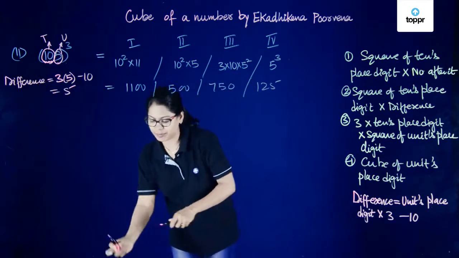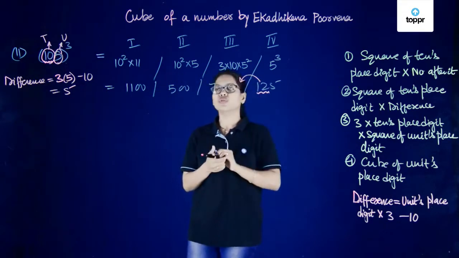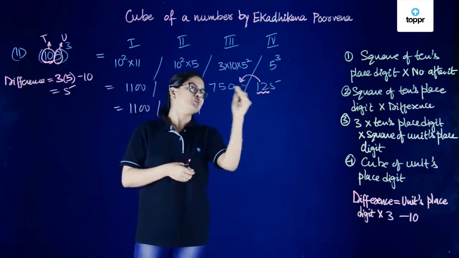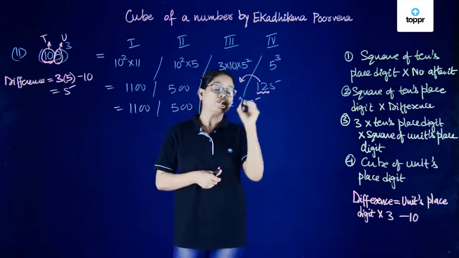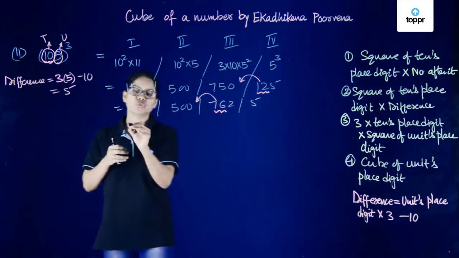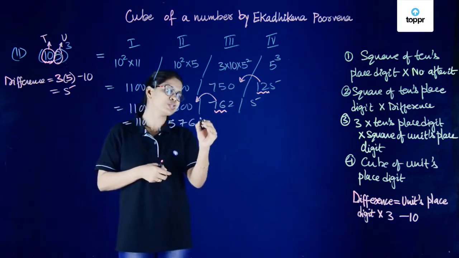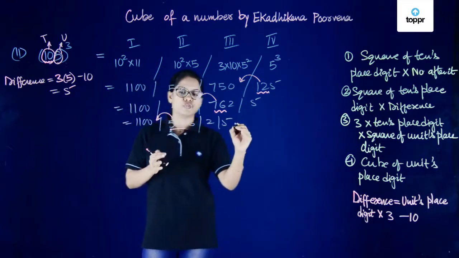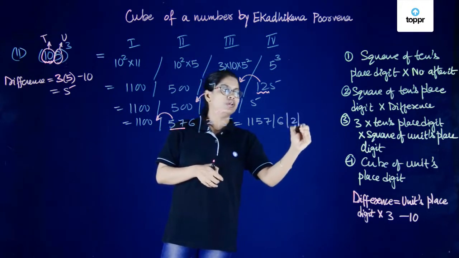Now for that, we'll start by carrying over from column number 4. Leaving 5, we have 12, so we carry over 12. So 1100, 500 and 12 plus 750 gives us 762 and we are left with 5. Now we carry over 76 to column number 2, so that we have 500 plus 76, 576 and a 2 and a 5. Now we carry over 57, so we have 1157 and 6, 2 and 5.